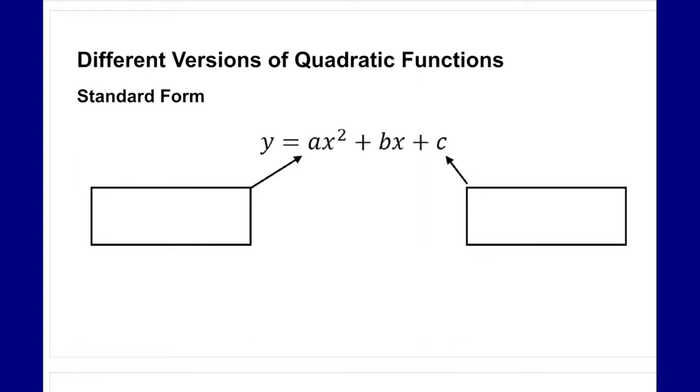So the standard form, if we see an equation y equals ax squared plus bx plus c, this is the standard form for a quadratic equation. Now, there's really only 2 pieces of information that this equation will tell us about our quadratic function. First, it is a. A tells us the direction of the opening.